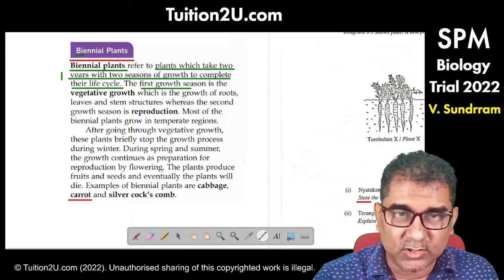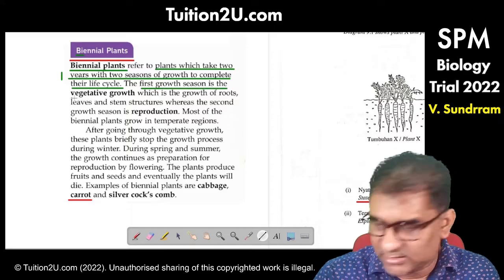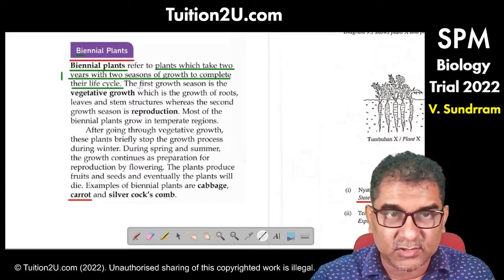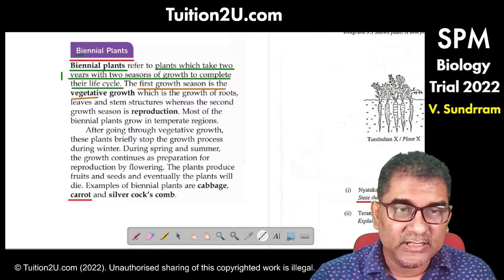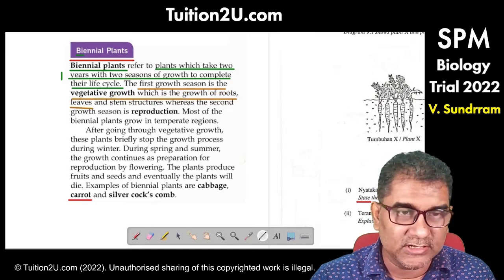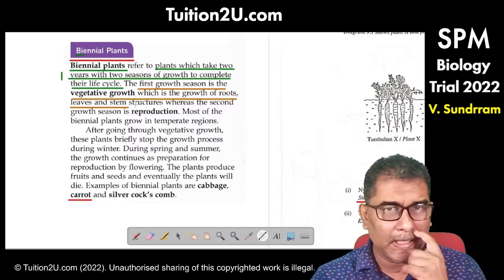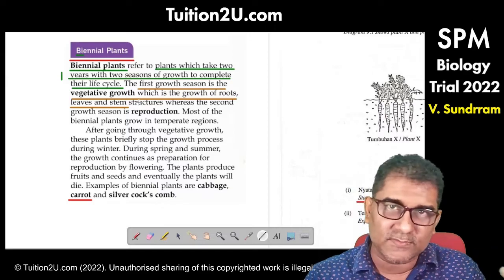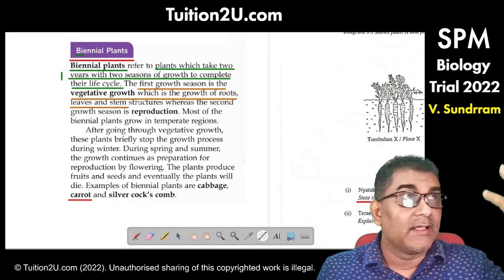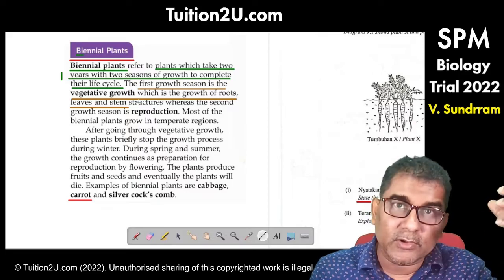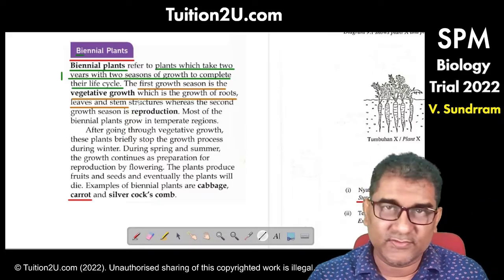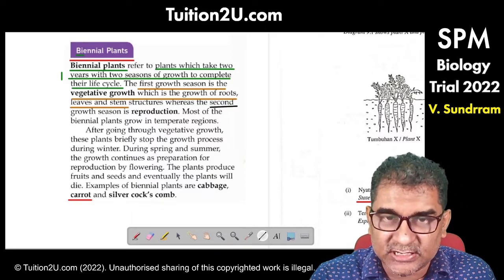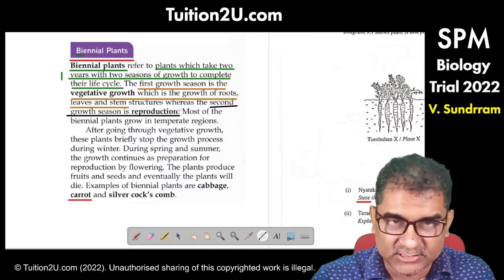The first growth season is known as the vegetative growth, in which the growth of the roots, leaf and stem occurs. Vegetative growth is the first year the plant grows. When you think of a plant, the leaf, stem and roots all grow in the first season or the first year. The second point: the second growth season is where the reproduction occurs.